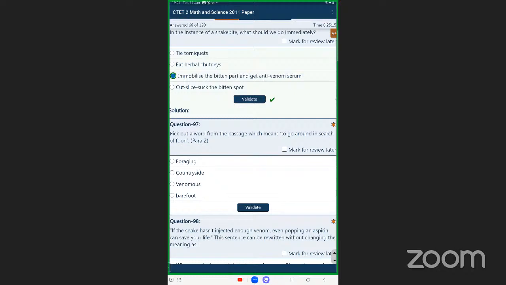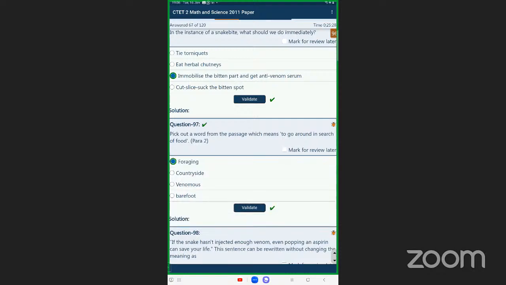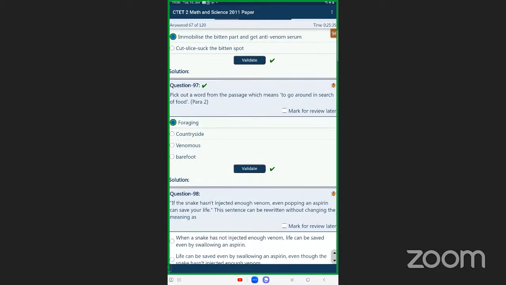Now, pick out a word from the passage which means to go around in search of food. So, which is the correct option, student? This is foraging. Pick out the word from the passage which means to go around in search of food: foraging.